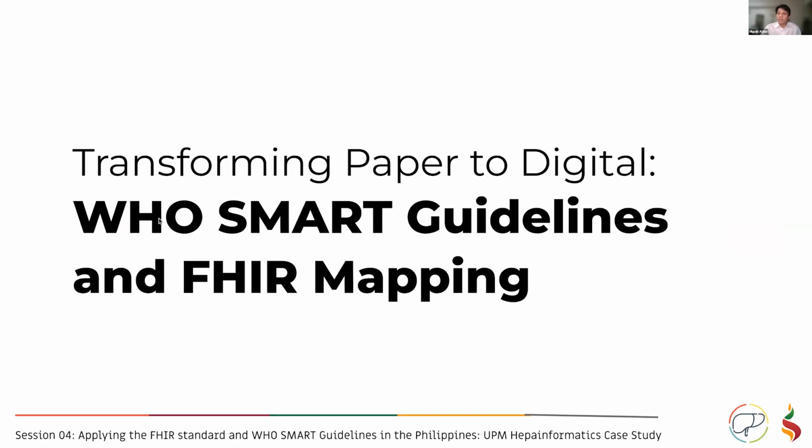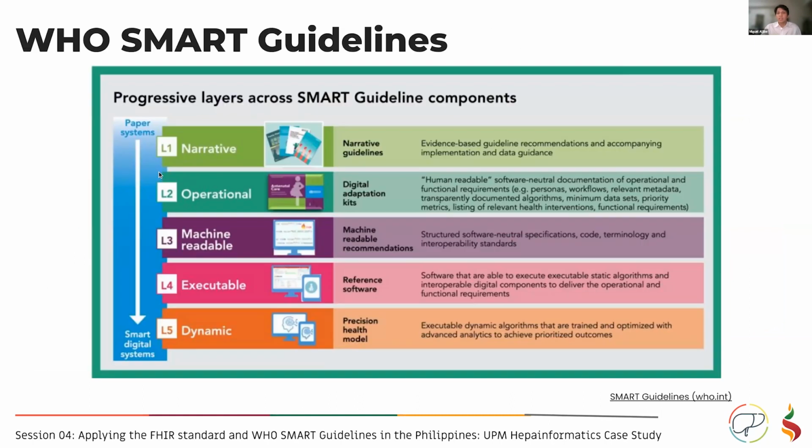And one of the things that actually guided us was the WHO SMART guidelines. This is actually a set of steps. You can think of it as a recipe book that tells you how to turn your narrative policies, basically your paper, your PDF files that the Ministry of Health creates, into digital systems that are interoperable without losing the intent of the health policies in the first place.